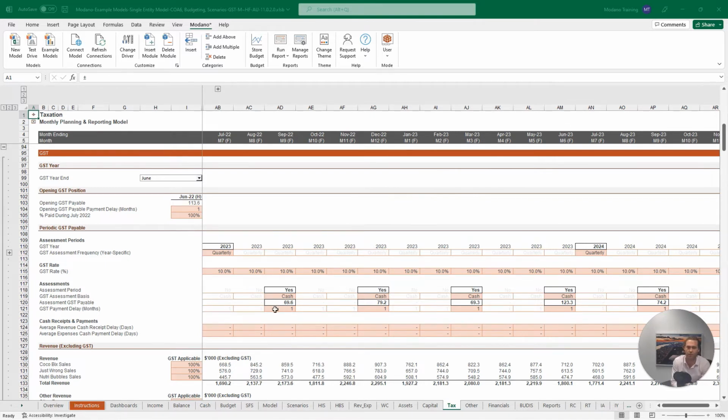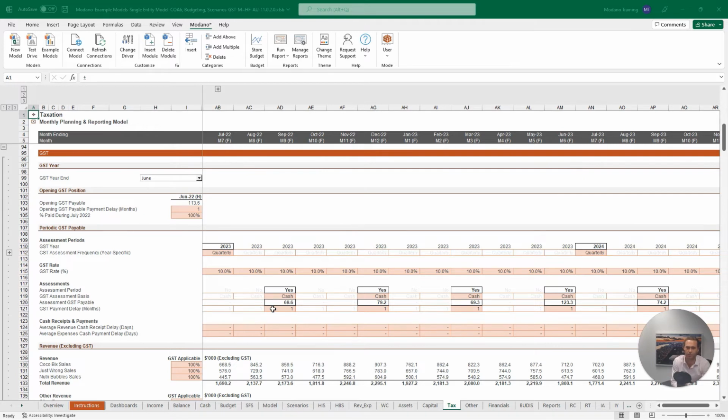The assessment of GST on a cash basis means GST liabilities are calculated based on invoices and bills received and paid in cash, rather than when they're sent out or received. This assessment basis is often used to avoid GST being paid on invoices before they're received in cash, and requires some additional analysis in the financial model to estimate the cash receipts and payments.